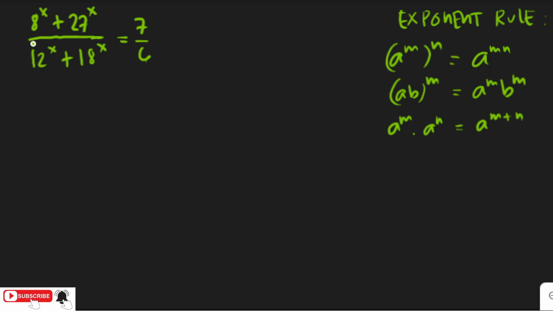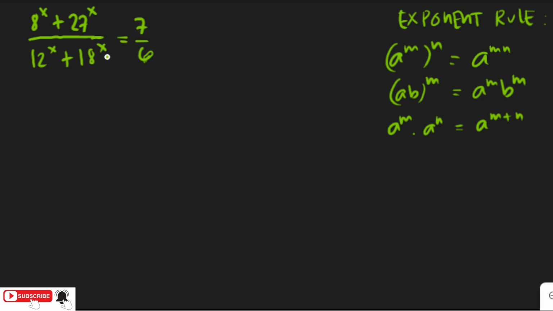Today we will solve this equation: (8^x + 27^x) / (12^x + 18^x) = 7/6. So we will find the value of x that will satisfy this equation.